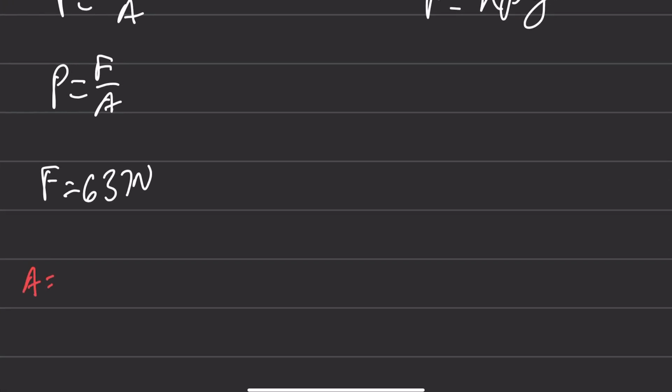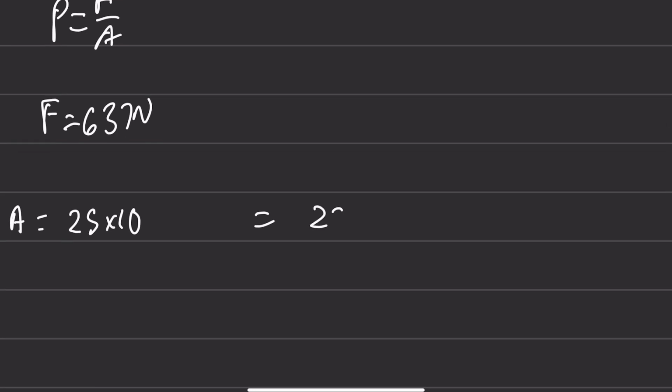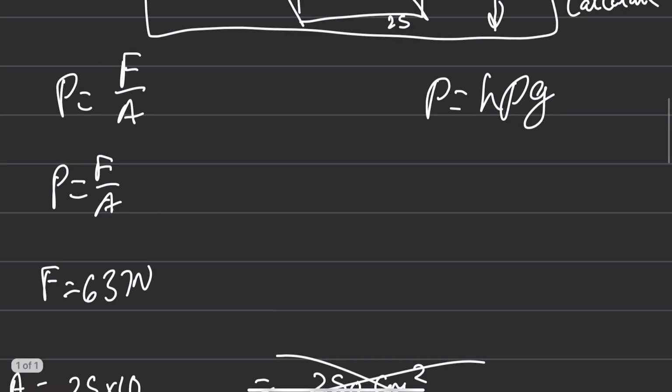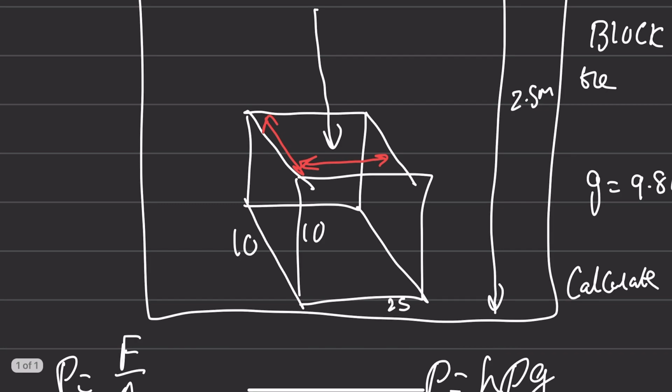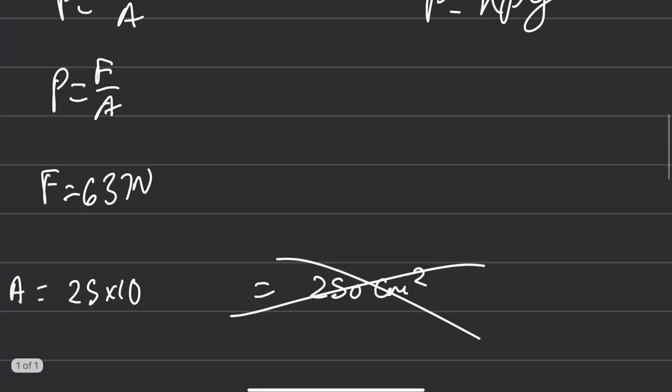So the area is equal to 25 times 10. That should give you an area of 250 centimeters squared. But that's not good. We don't want centimeters squared. We want meters squared. Because remember, for SI units, you need to convert to meters. Physicists don't like centimeters. We like meters.